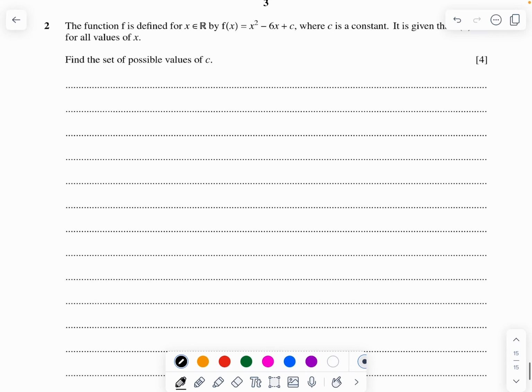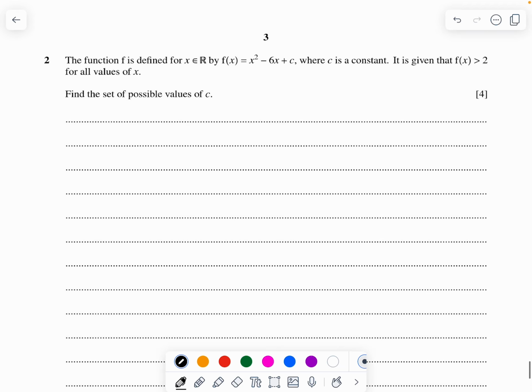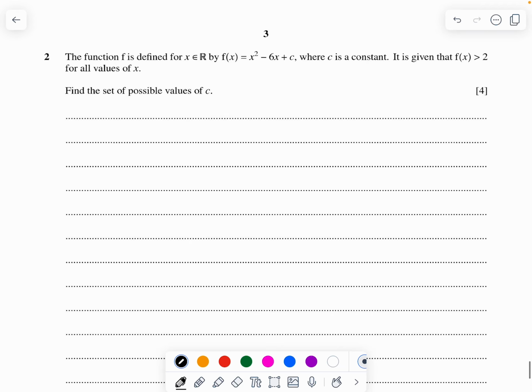I think so. This is the last question. The function where c is a constant, it is given that f of x is greater than 2 for all possible values of x. Find the set of values of c. So x square minus 6x plus c is greater than 2. X square minus 6x plus c minus 2 is greater than 0.